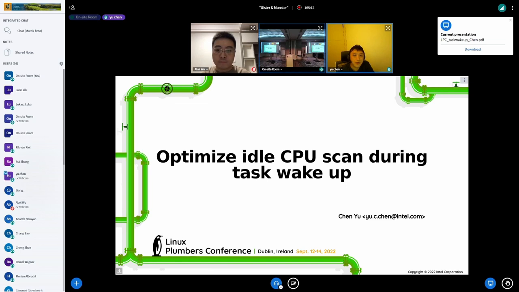I have been working on the task wake-up optimization for the past few months. And at last year's RPC conference, there was a discussion on improving the idle scan efficiency. Today we are going to give some follow-up updates in this area. I would like to seek suggestions on the next step.